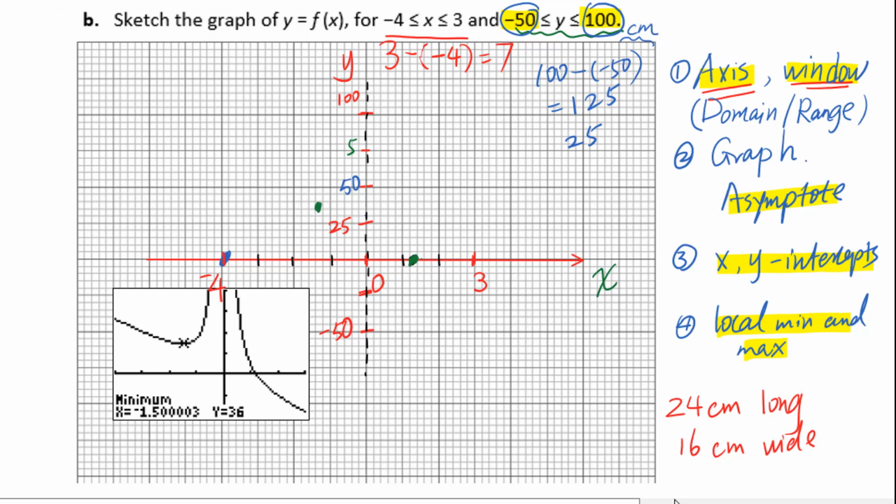Just estimate. For the domain and the range part, we know when x equals negative 4, you will get 65.7. This is a 50. This is a 75. So 65 will be between these. It will be here. This is a negative 4, 65.7.